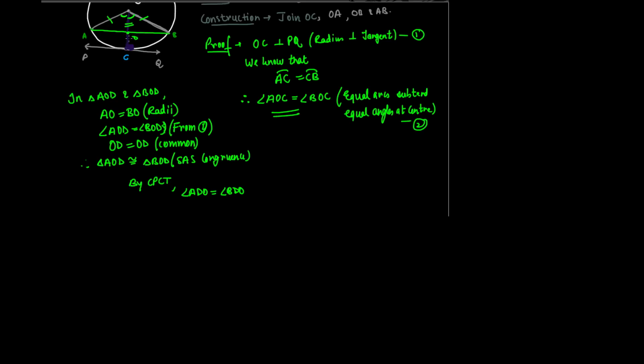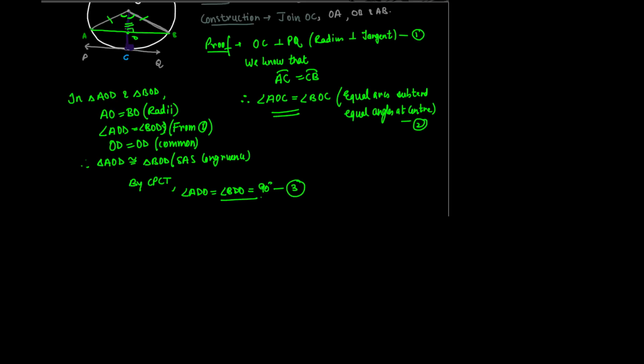And you know that the sum of both angles is 180 degrees. I'm just doing it directly, but you know ADO equal to BDO, and the sum of ADO and BDO is going to be 180 degrees because it's a straight line. Therefore, ADO equal to BDO equal to 90 degrees. So, take this as equation 3.